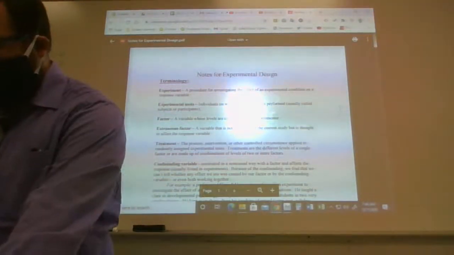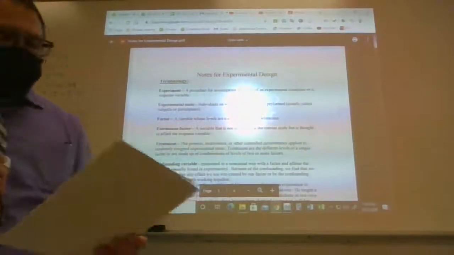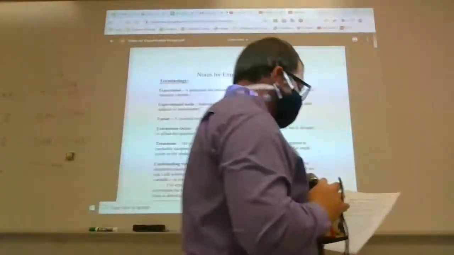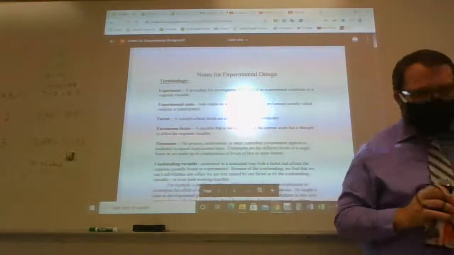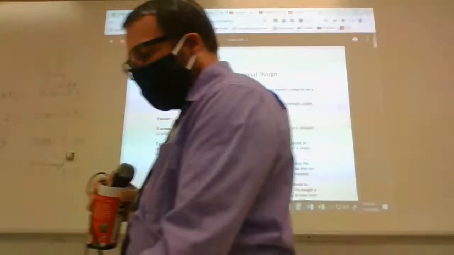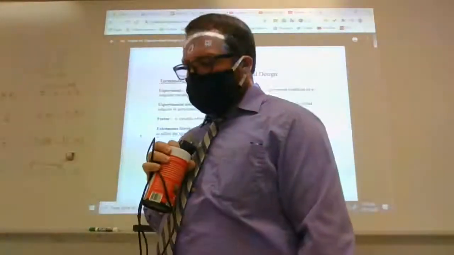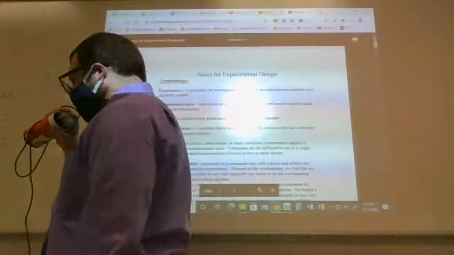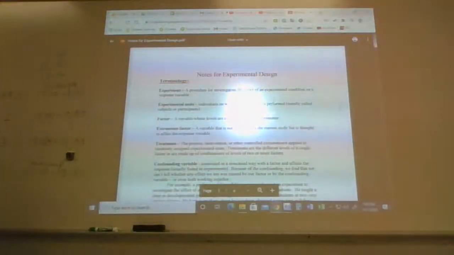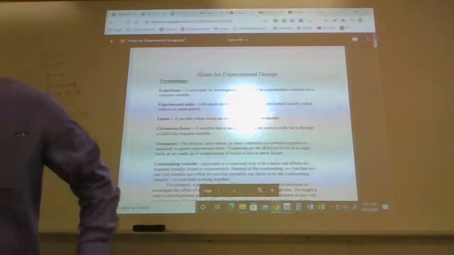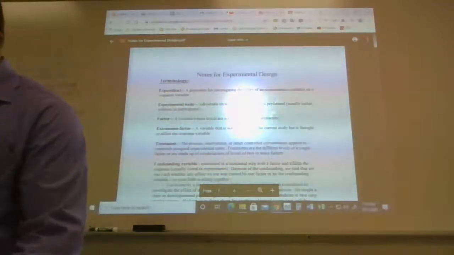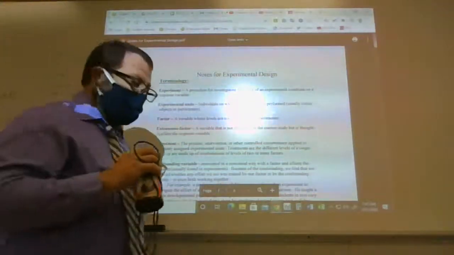You'll see. Extraneous factor. A variable that is not of interest in the current study, but is thought to affect the response variable. Now, I want to be very clear about something. Put a note next to extraneous factor. It is typically a good idea to avoid this. A variable that is not of interest in the current study, but is thought to affect the response variable.